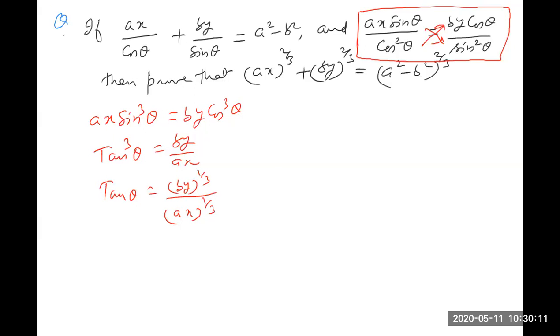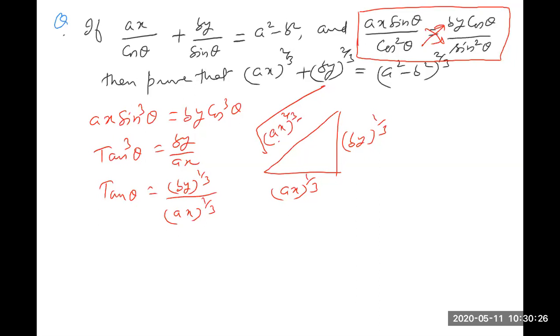Now you can make a triangle. This is by raised to power 1 upon 3. This is ax raised to power 1 upon 3. So the hypotenuse will be how much? Square and add both. So ax raised to power 2 upon 3 plus by raised to power 2 upon 3. From here you can calculate sin theta and cos theta.